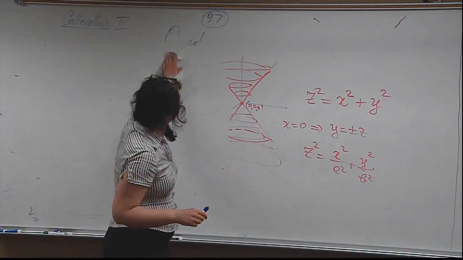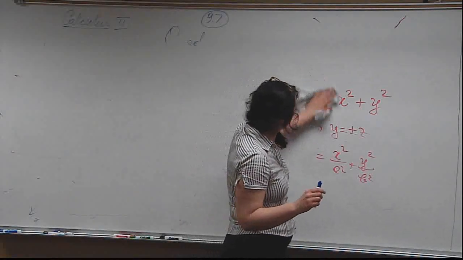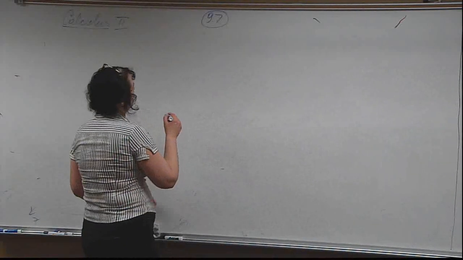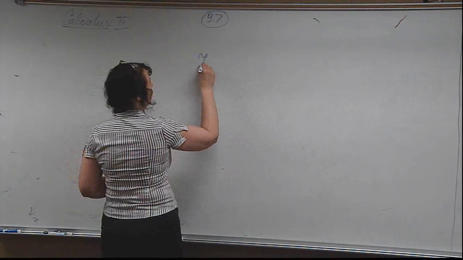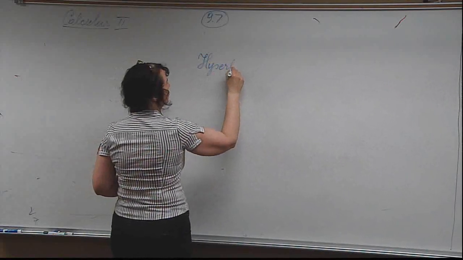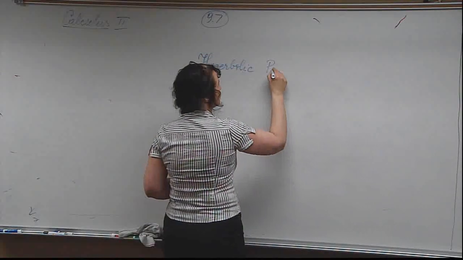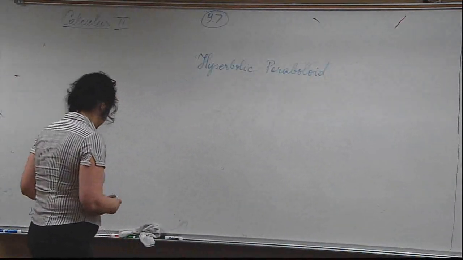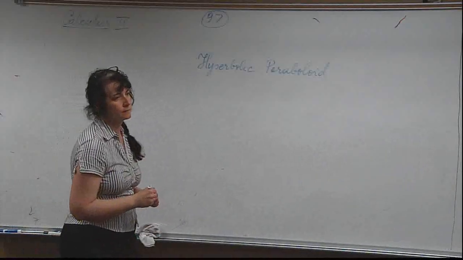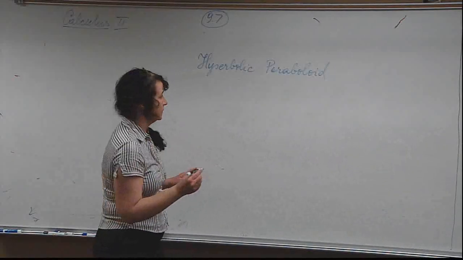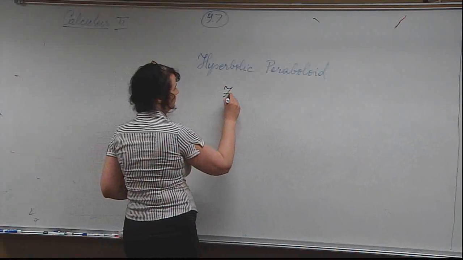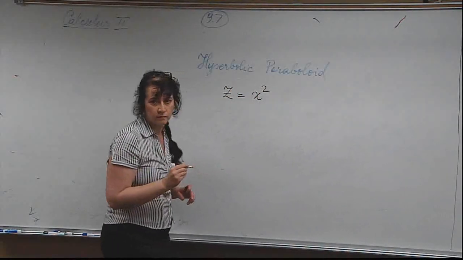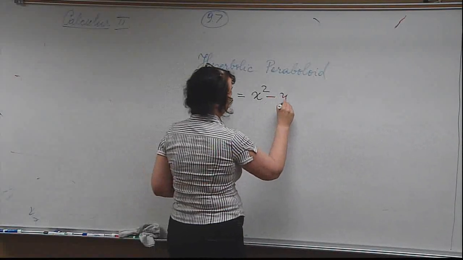So how about number 4, number 5, whatever is number 4, the saddle? What was the typical equation of the hyperbolic paraboloid that I had in mind? Z equals x squared minus y squared. Very good.